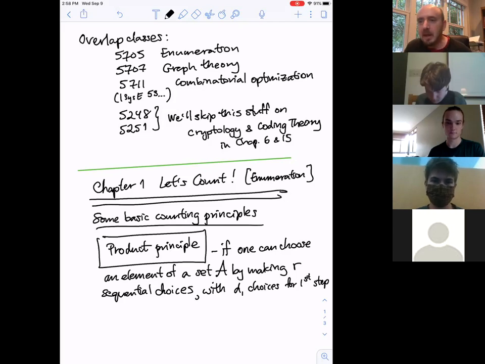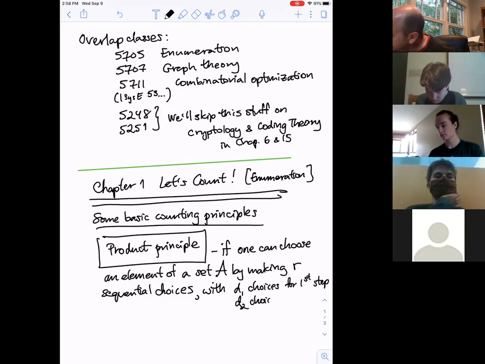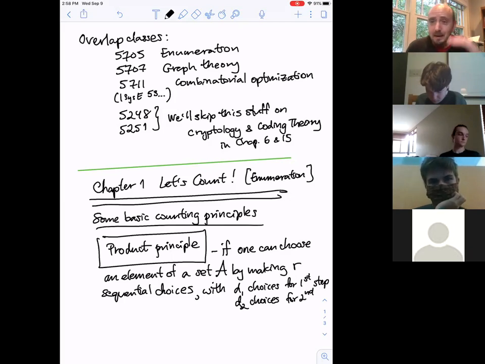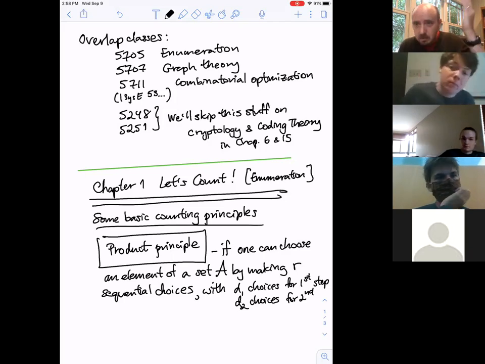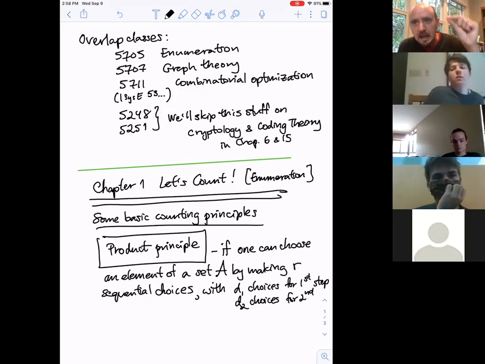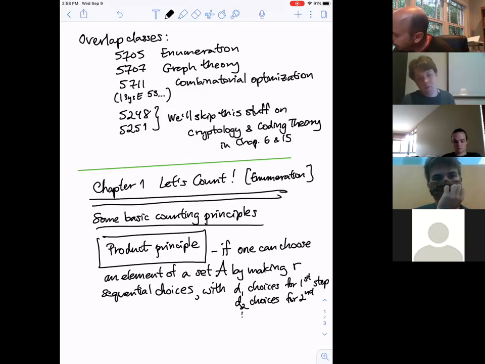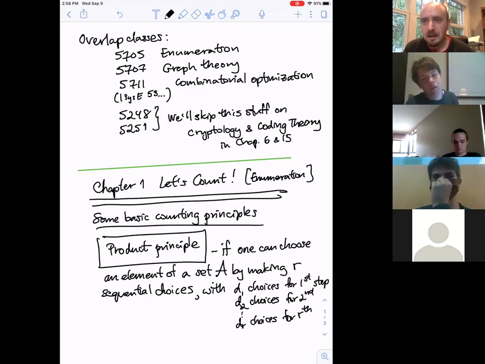All right, and then after you've made that choice, you always have D2 choices at the second step. And then you keep going like this. D3 choices at the third step, D4 at the fourth. And then after R steps, in that last stage, you've got DR choices for the Rth stage. Then I can tell you how many things there are in your set.